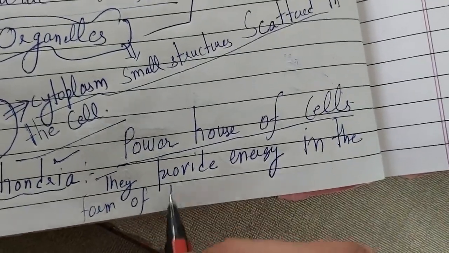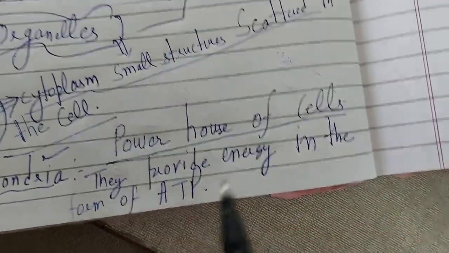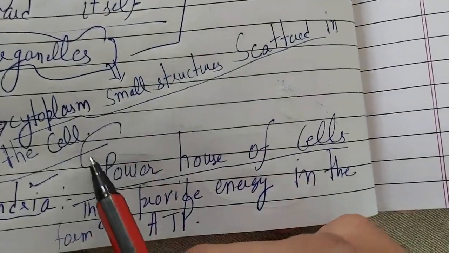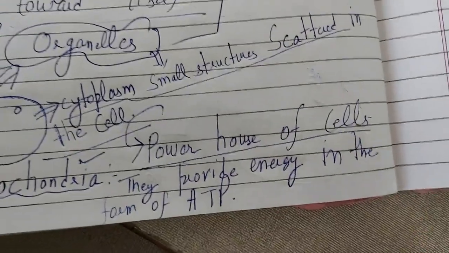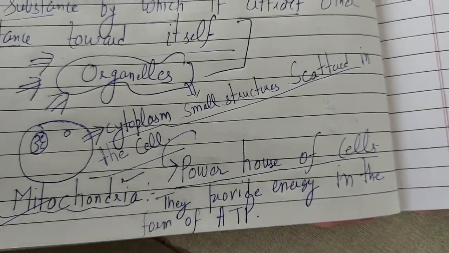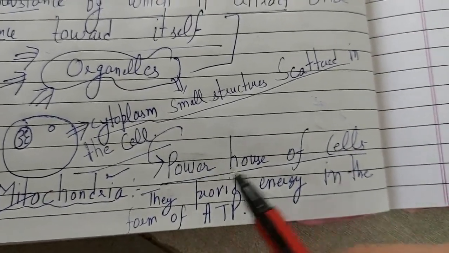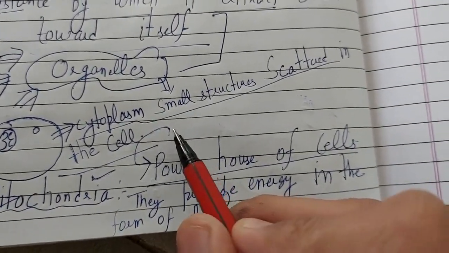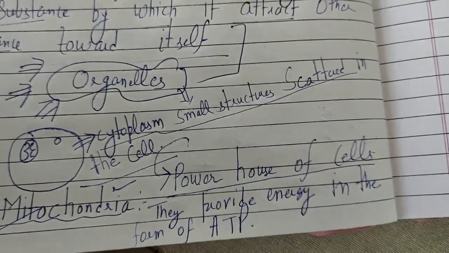And with this energy we can do various activities of the body. That's why it is known as the powerhouse of the cell. The respiration is taking place inside this organelle whose name is mitochondria. A question may arise, why is mitochondria known as the powerhouse of the cell.